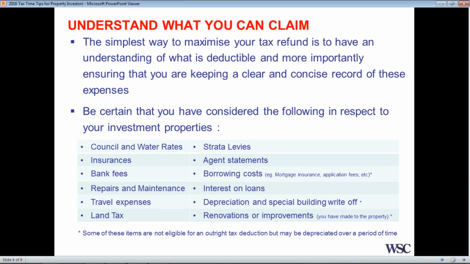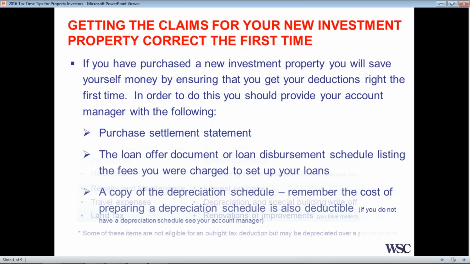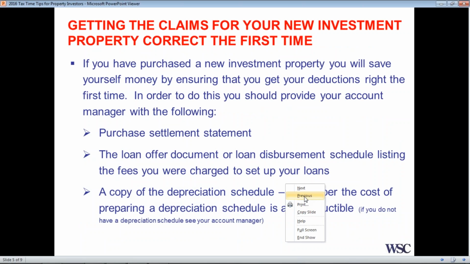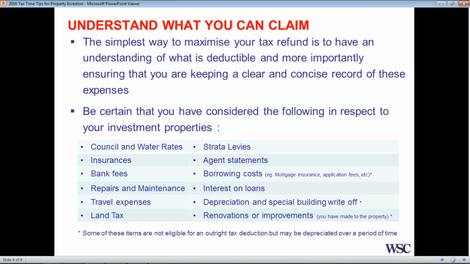Now I'm also focusing, as we go across the page, on borrowing costs. A lot of clients, when they first come on board, actually miss the claiming of these costs. You can see with borrowing costs, mortgage insurance and application fees. Any of these costs that the bank charges can generally be written off over 5 years. Individual borrowing costs of under $100 per item can be written off at 100%.